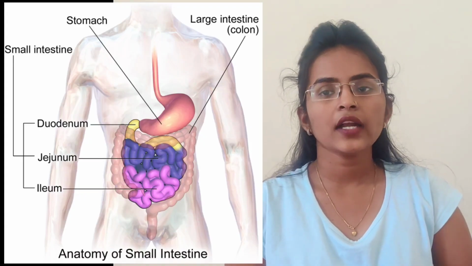Then number 8, the small intestine. It is the part of the gastrointestinal tract between the stomach and large intestine, and its types are duodenum, jejunum and ileum. The last one is the large intestine. It is the last part of the gastrointestinal tract. Water is absorbed here, and the remaining waste material is stored as feces before being removed by defecation.